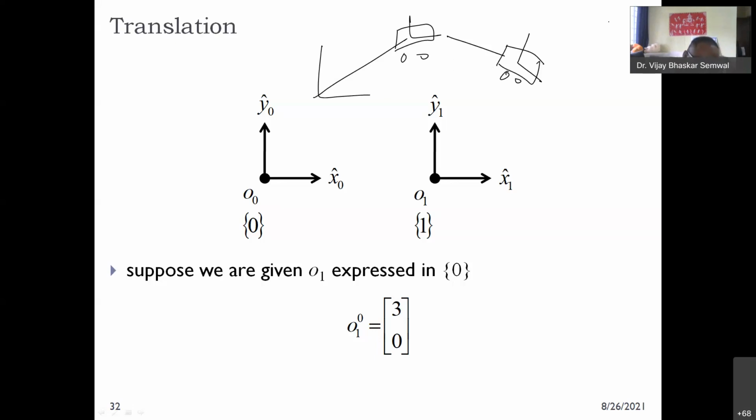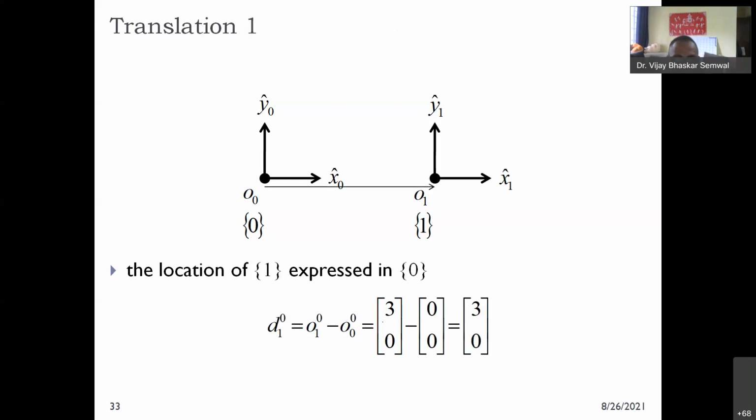Okay. So suppose O0,1 is expressed in frame 0, and we have to express this in frame 1. So what is happening? Along the x-axis, it has translated by this distance t. The y-axis is the same. That's why it is written as 3 along the x-axis, and the y-axis is 0. Now, I need to represent frame 0 with respect to frame 1, so I need to subtract, minus. So the frame 0 value is 3, 0, and this is 0, 0, so we get minus 3, minus 0.